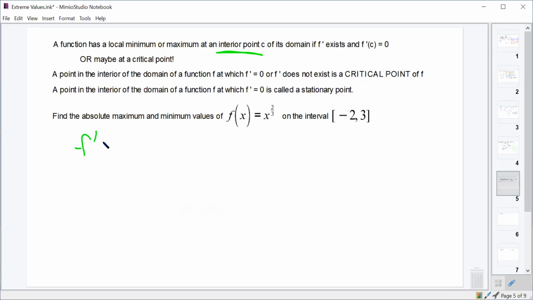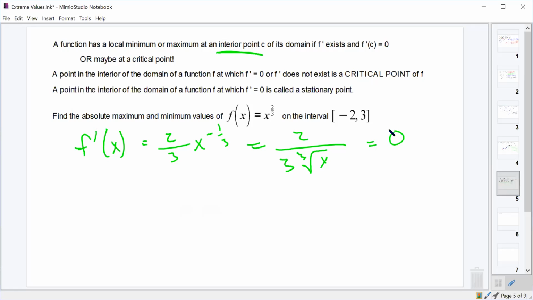So first off, let's find the critical points. Find critical points by finding the derivative. So what's f prime of x? Two-thirds x to the negative 1/3, which could be rewritten as 2/3 over the cube root of x. True? Yep. All right, cool. When does this equal 0? That'd be some of our critical points, right? When that equals 0?